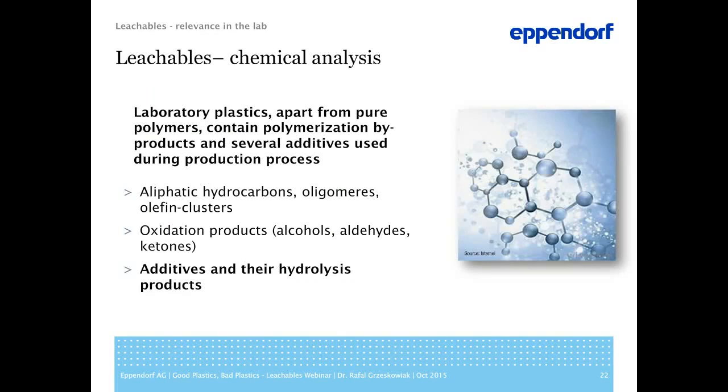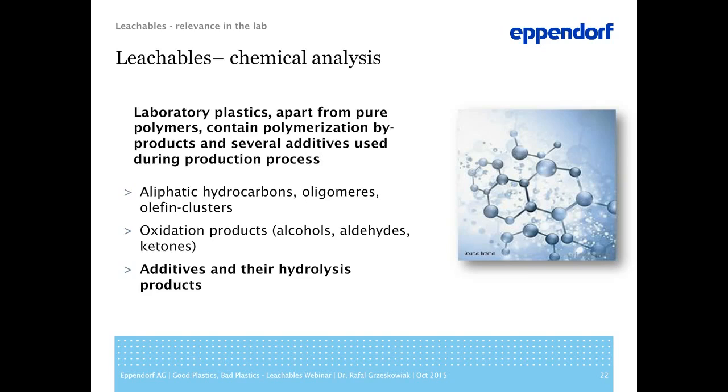So, leachables chemical analysis. Basically, if we made a brief chemical analysis of a typical plastic tube or plate we have in the lab, we would see quite an interesting picture. Contrary to common belief, it's made not only of pure polymer, polypropylene or polyethylene. Apart from polymer molecules, laboratory plastic contains various polymerization byproducts like aliphatic hydrocarbons, oligomers, olefin clusters, oxidation products, and many others. But also, more interestingly, it contains various chemicals added during the production process, additives, and their hydrolysis products. And this group is actually largely responsible for most of the negative effects leachables have on various assay systems.